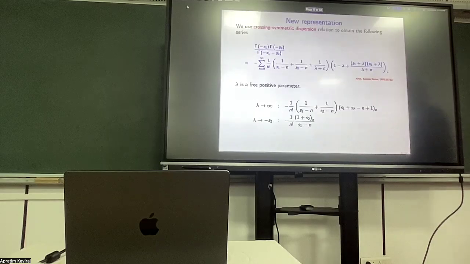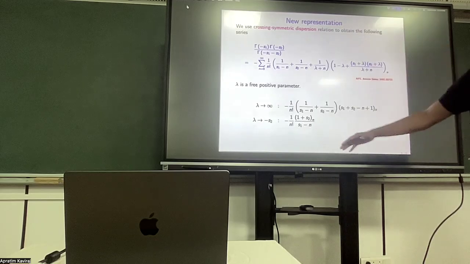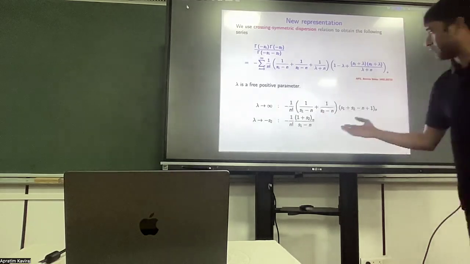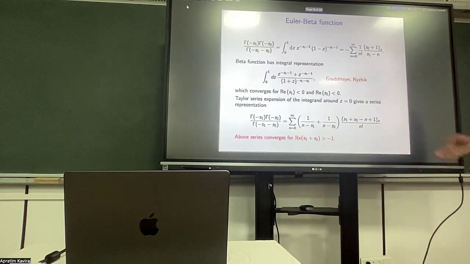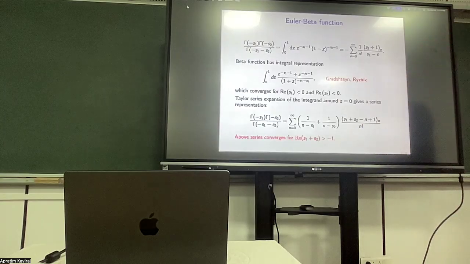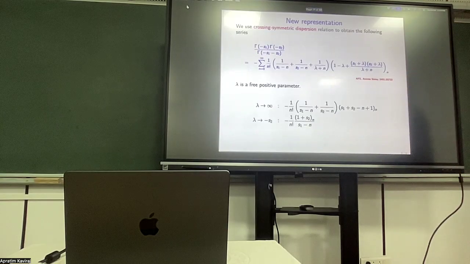So there are ways to take various limits of lambda, and then this representation will get back to the earlier representations that we know about. For example, if we take lambda to infinity, then we get back the thing that we obtained earlier using this change of variables. And what about the convergence property?